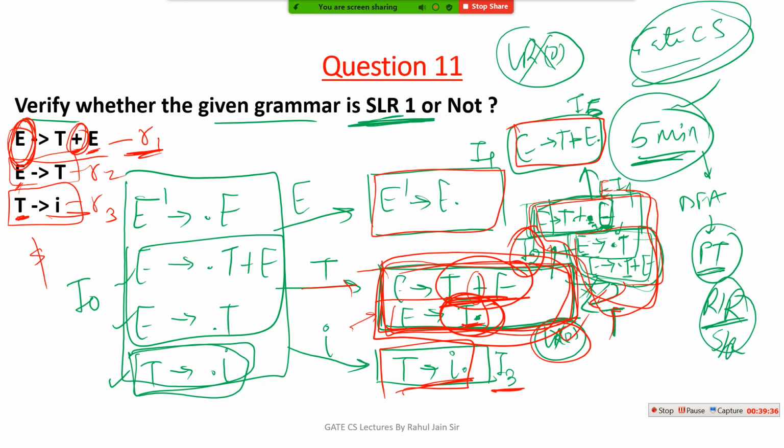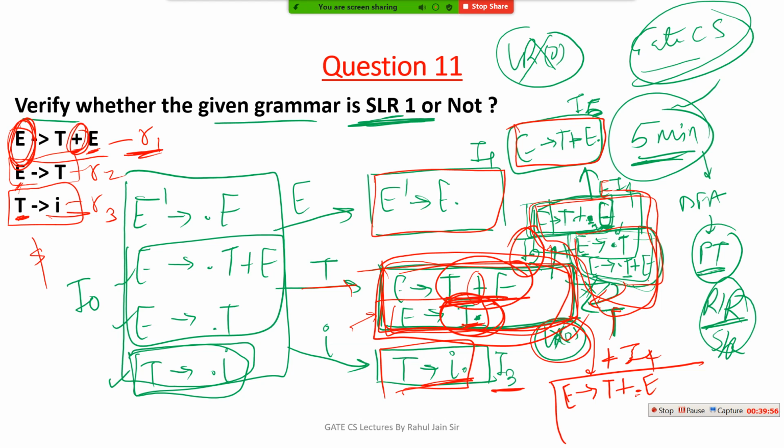Soumya, the I4 entries are these. I am writing the I4 entries clearly once again here. E derives on I4 on plus, we are going to T plus dot E.